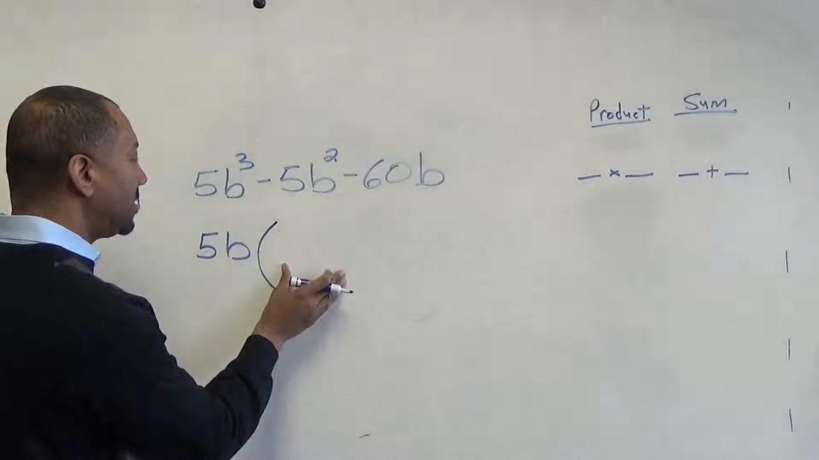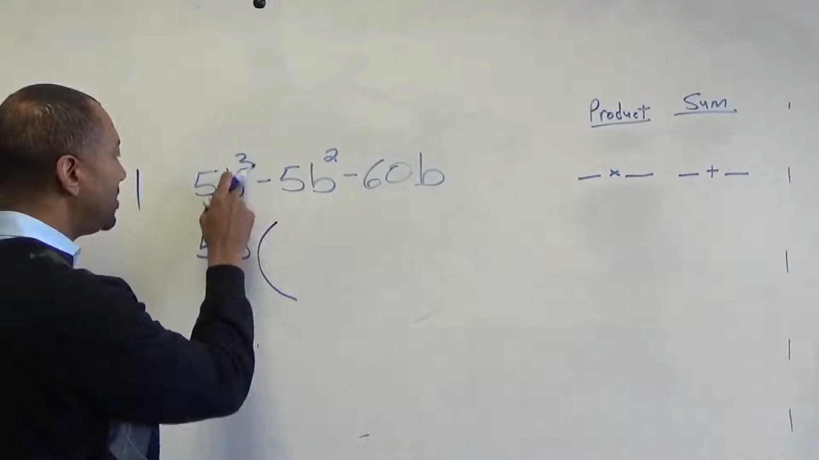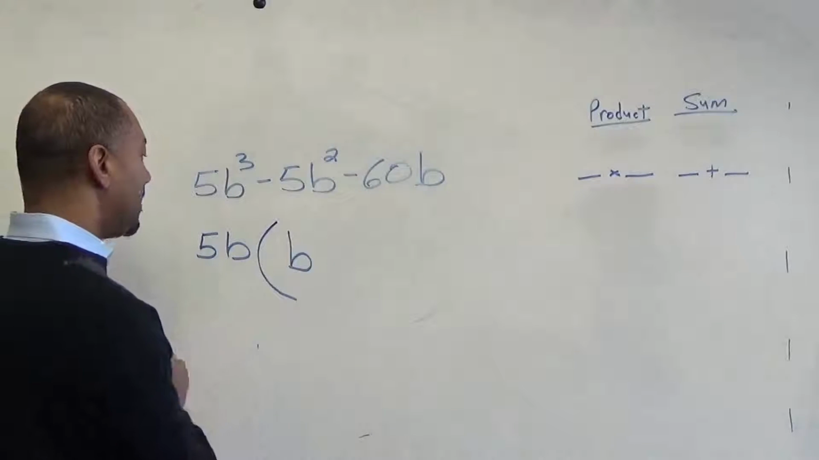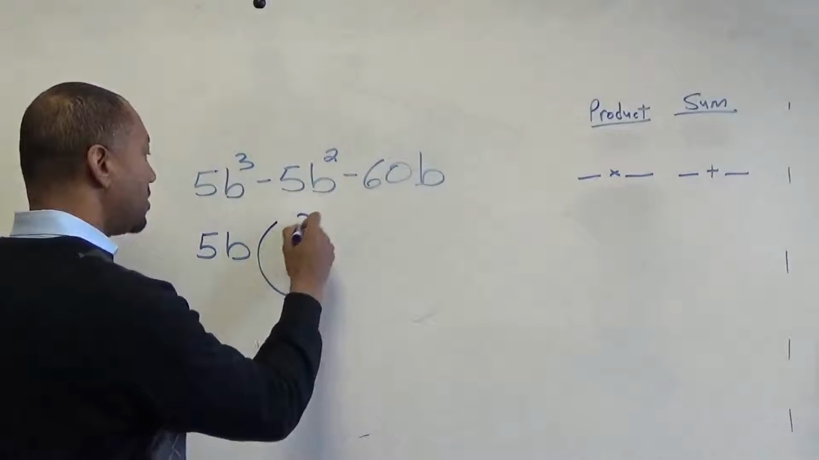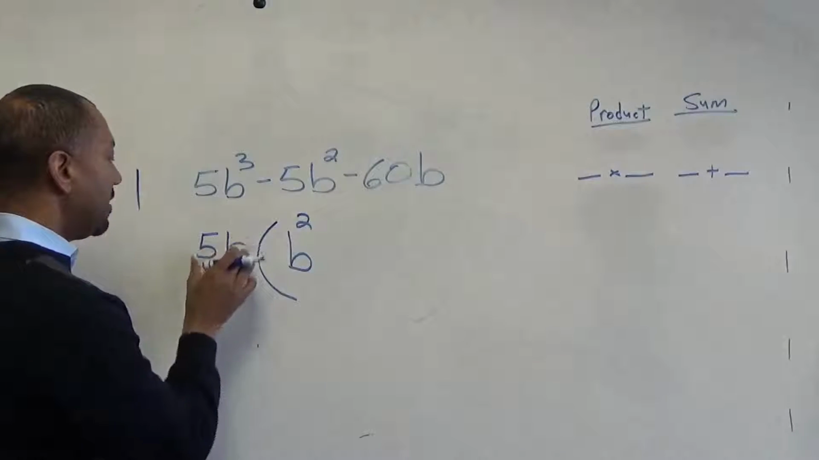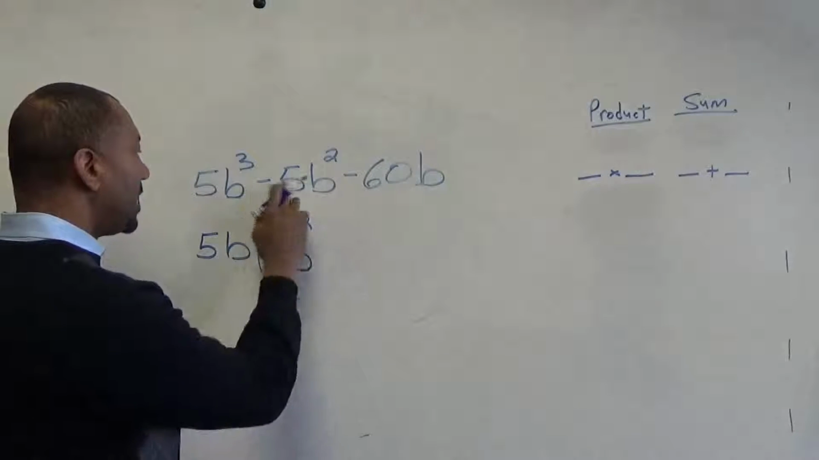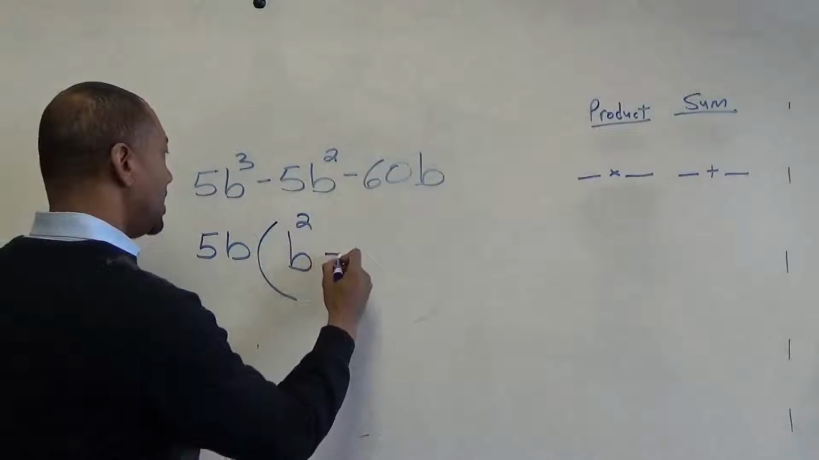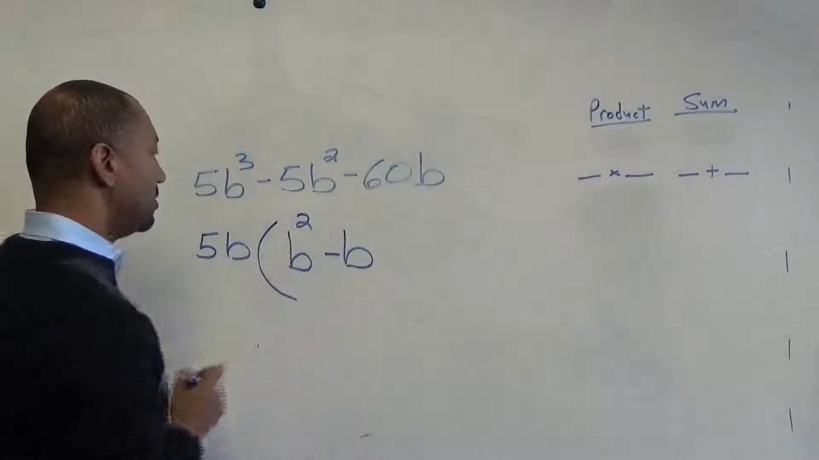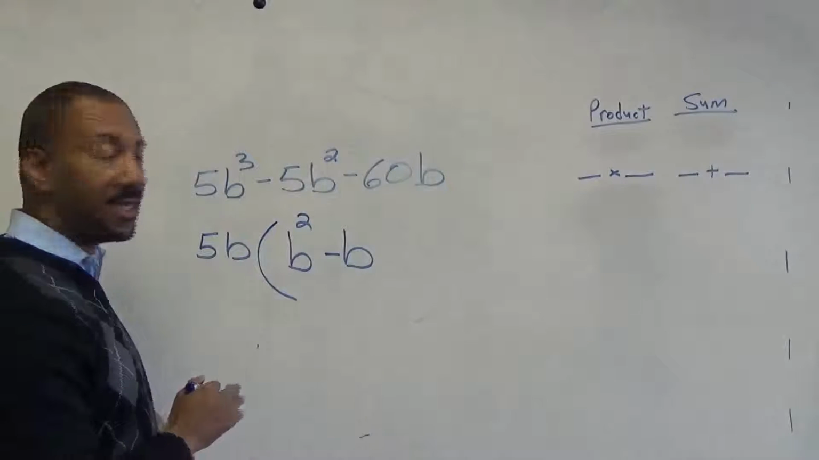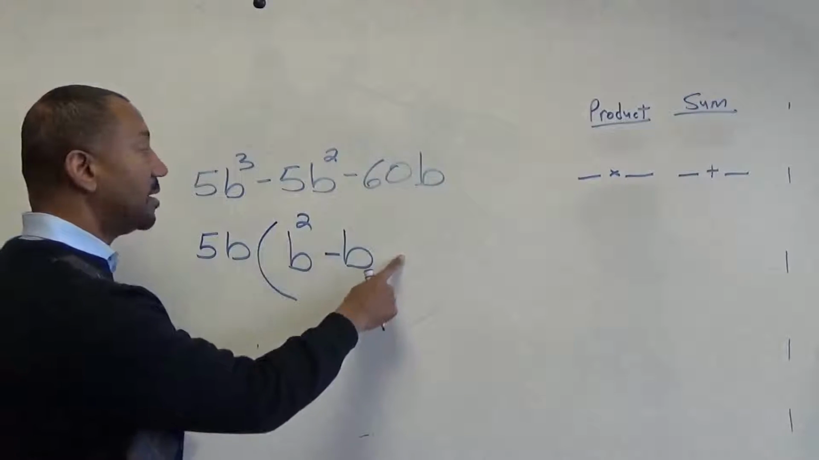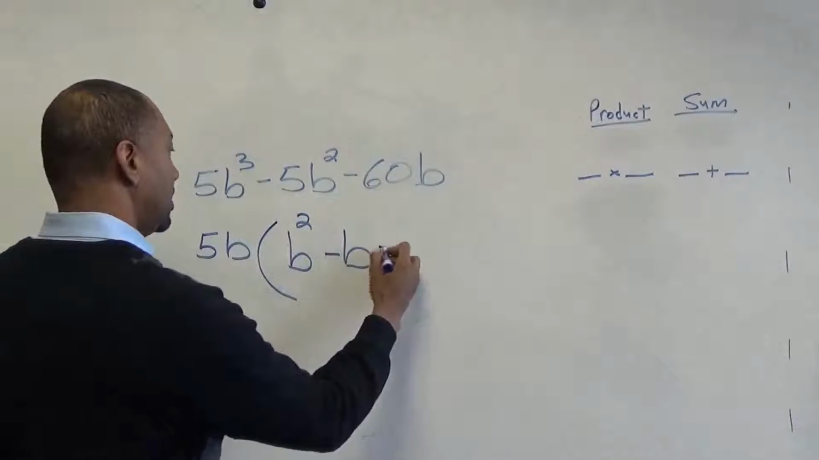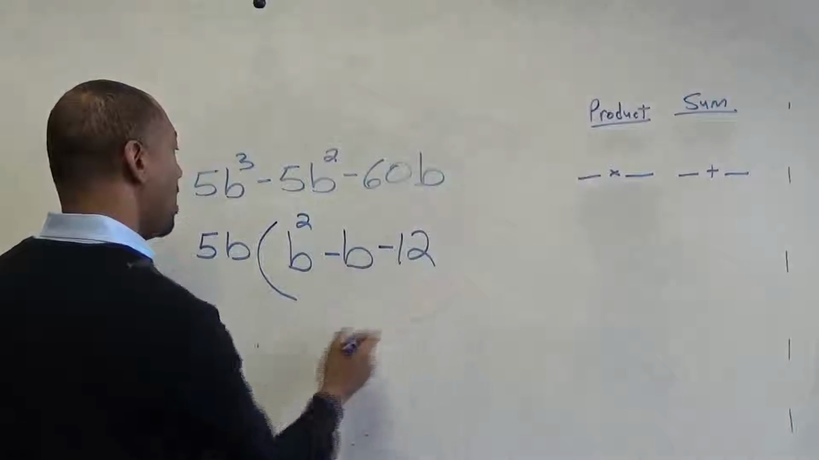5b times what will give me back 5b to the third. I'm hoping you're thinking 5b squared. 5b times what will give you negative 5b squared. Well, that will be a negative b. And lastly, 5b times what will give you negative 60b. Negative 12.